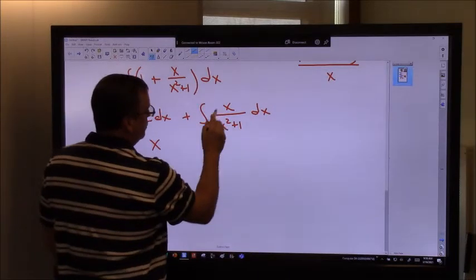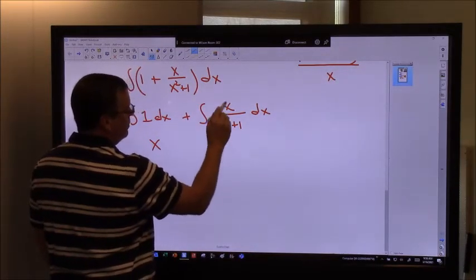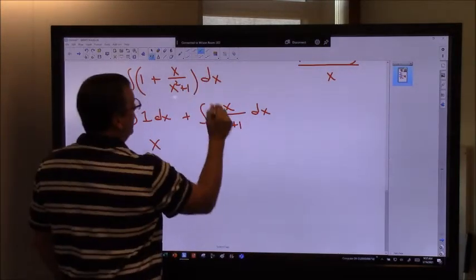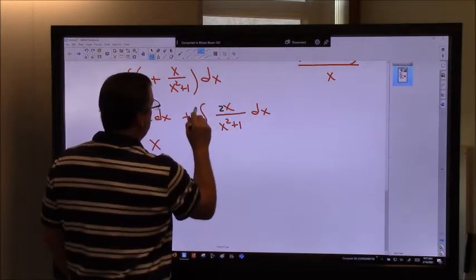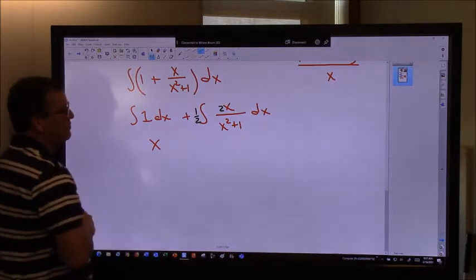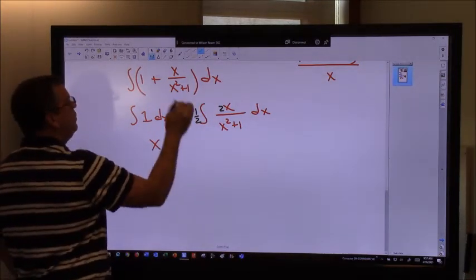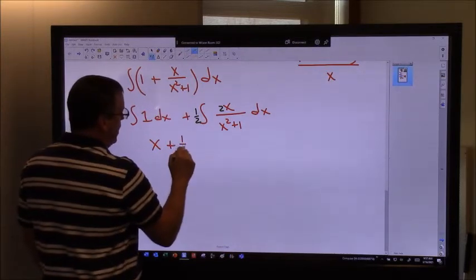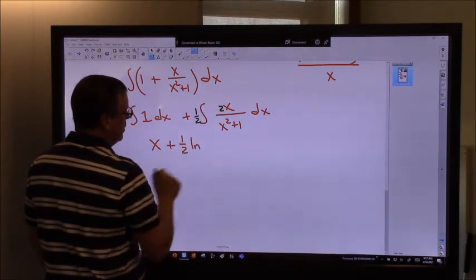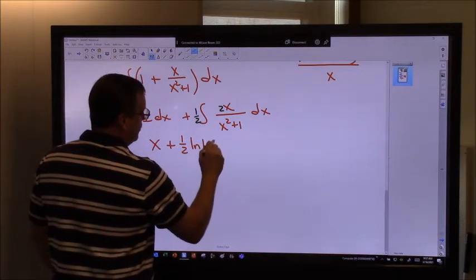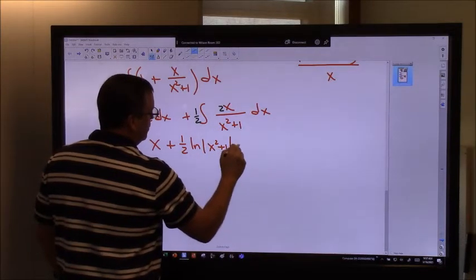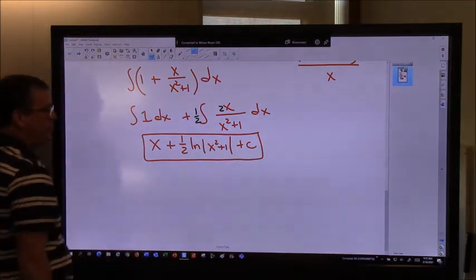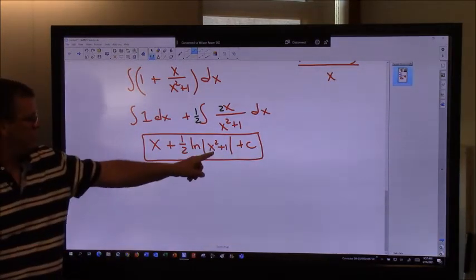Over here I'd look at this and say, could I make this a u prime over u? And yeah, we could do that if we multiply by 2 and divide by 2. Now I've got u prime over u, and so my answer here is going to be 1/2 natural log absolute value of x squared plus 1 plus c. Which, again, those absolute value signs could have been left off because that's guaranteed to be positive.